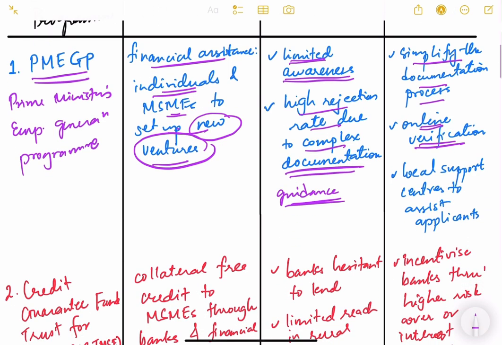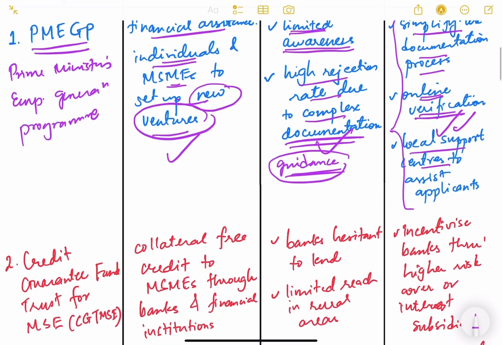In order to guide people, we can also set up local support centers to assist applicants in understanding and applying for this scheme. That is what the government can incorporate in this scheme. How exactly it will be done practically has to be seen, but these are some of the solutions that can be there. So I hope you have understood the first scheme, its objectives, its shortcomings, and the proposed solutions.